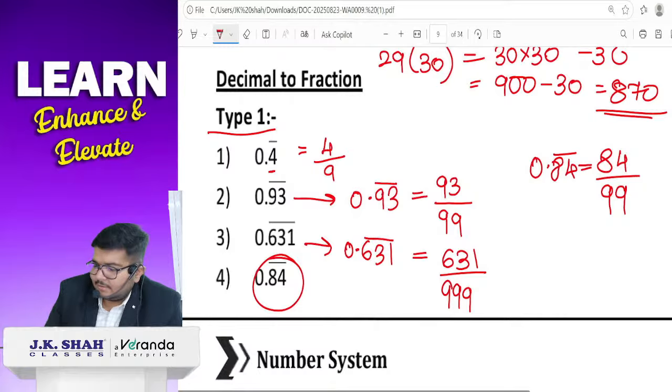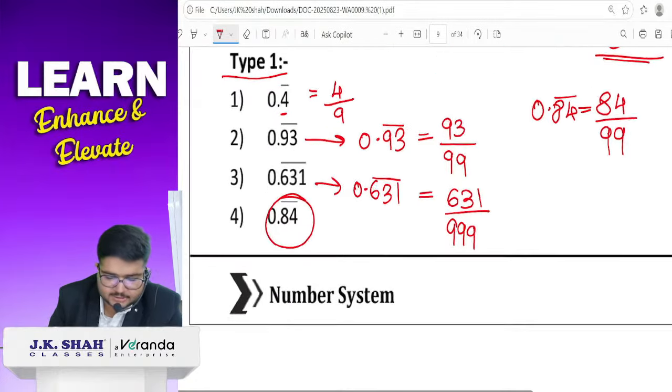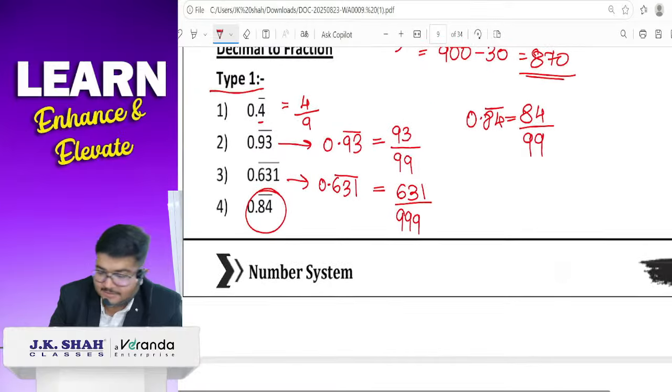जितना नंबर रिपीट हो रहा है उतना 9 लगाना है. As simple as that. You have to check how many numbers keep on repeating. Same amount of 9 you have to put in your denominator, but these are type 1 sums.